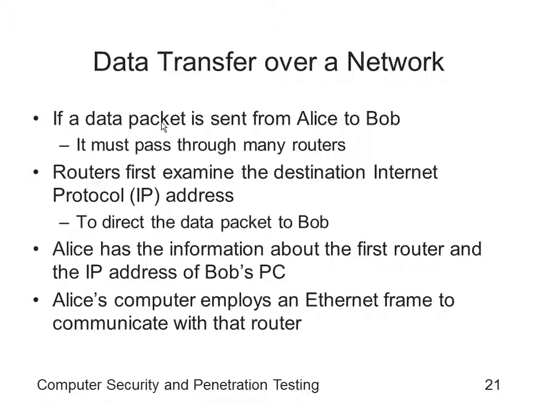So, all right. So it says Alice has information about the first router and the IP address to Bob's PC. It says Alice's computer employs an Ethernet frame to communicate with its router.